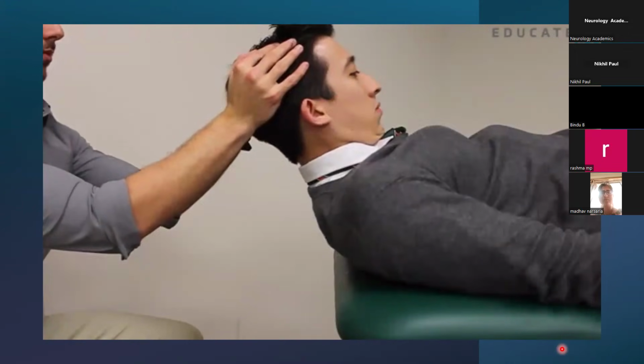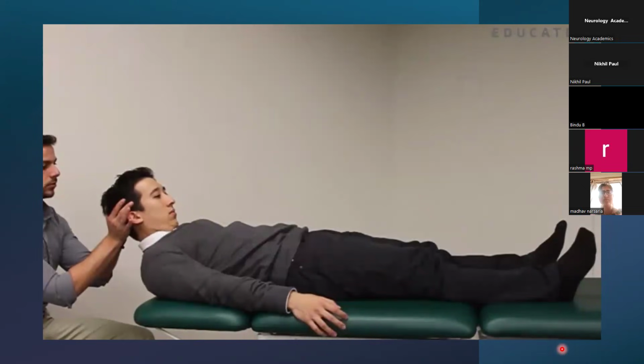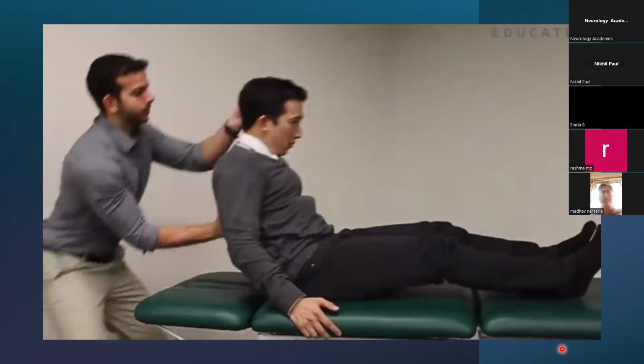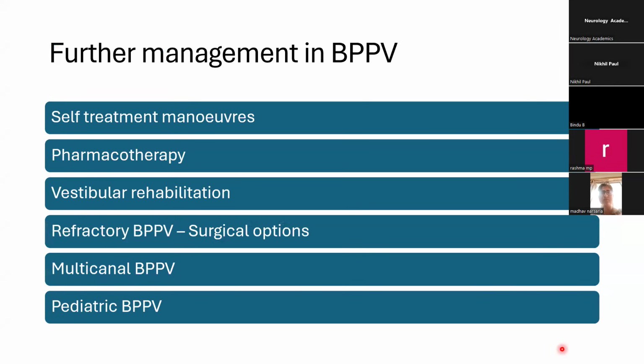Following which the patient is made to sit up. So this is the head hanging maneuver for anterior canal BPPV. So this is, in broad terms, the 3 different types of BPPV, how to diagnose it and how to treat it.